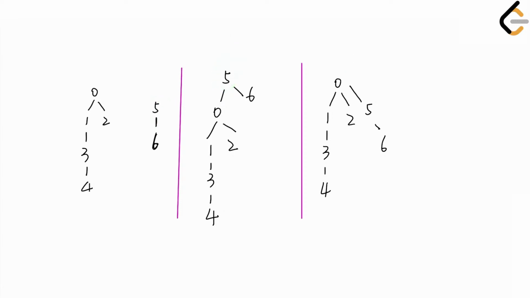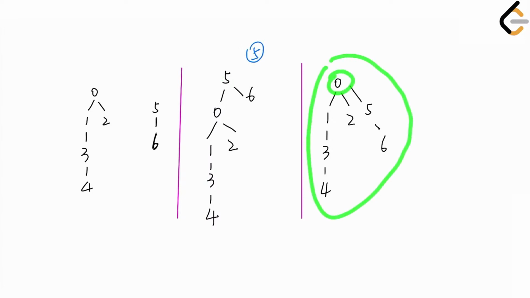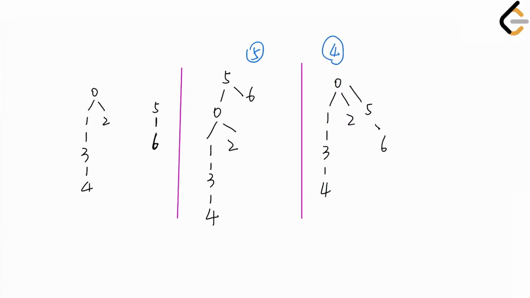What is the height of this tree? 1, 2, 3, 4, 5. So this tree has a height of 5. For this tree, I chose 0 as the root node, and its maximum height is 1, 2, 3, 4. So 4. The tree on the right side is shorter and thus more efficient.